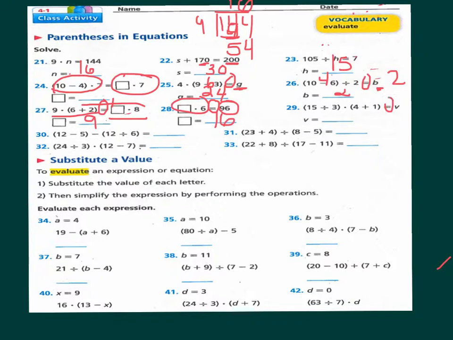This one, whoa, look at this. All of these two expressions have to agree with this variable. So my equation says 15 divided by 3 times 4 plus 1 equals V. So what is 15 divided by 3? 5. 4 plus 1? 5. What's 5 times 5? 25.